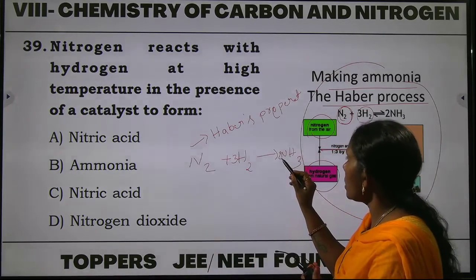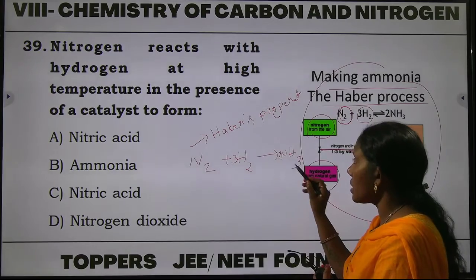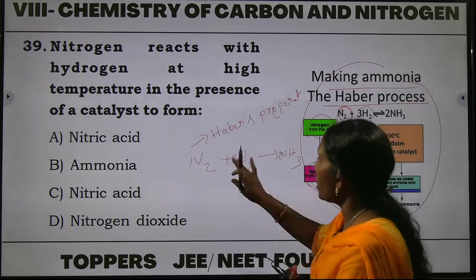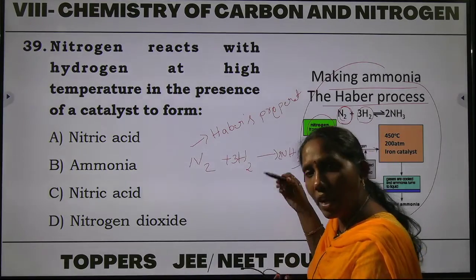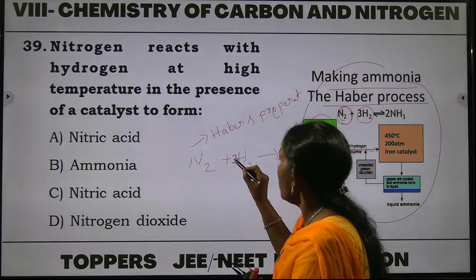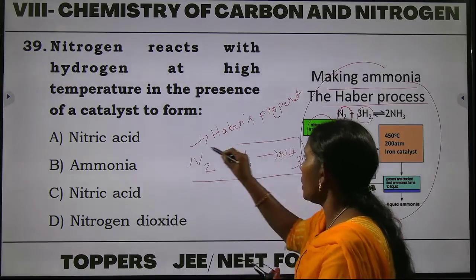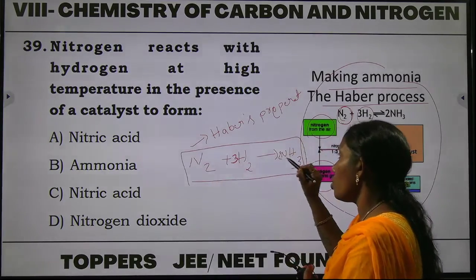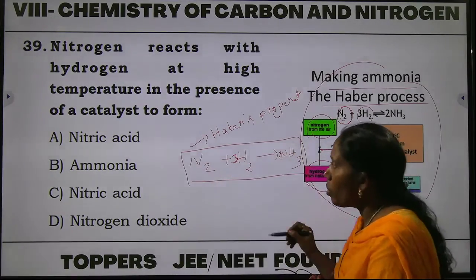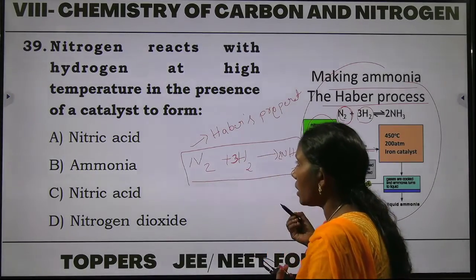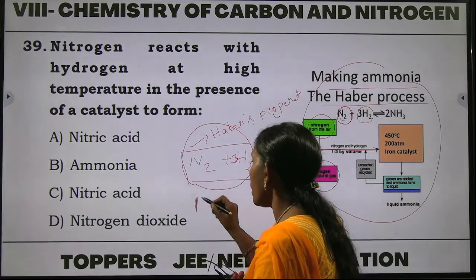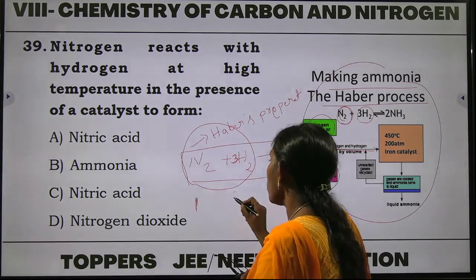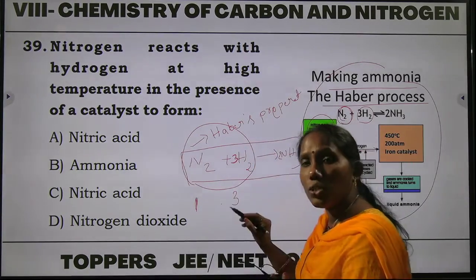Coming to the hydrogens, on the product side hydrogens are 6, 2 times 3 is 6. But on the reactant side, if you take H2, hydrogens are only 2. So, to balance that we have to write 3 here. So, now the given equation is balanced: N2 plus 3H2 gives 2NH3. After balancing, nitrogen is in ratio 1 and hydrogen is in 3, so 1:3 ratio.